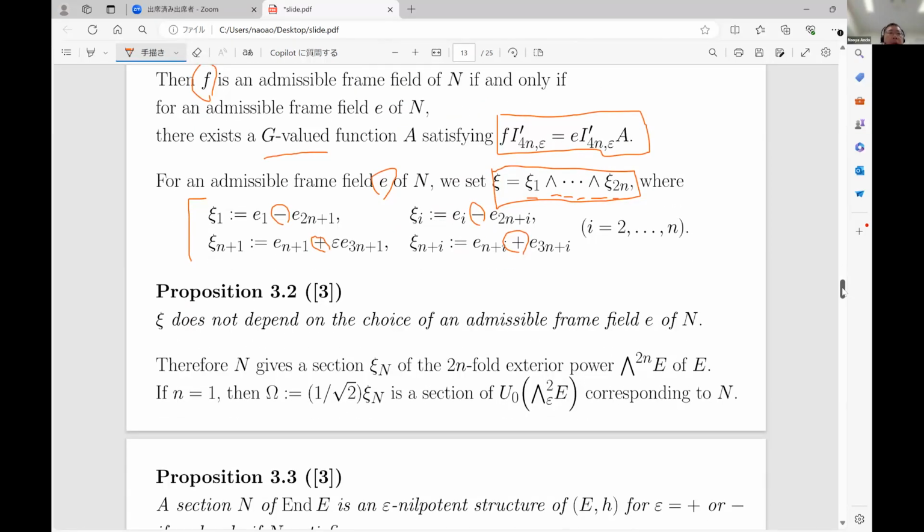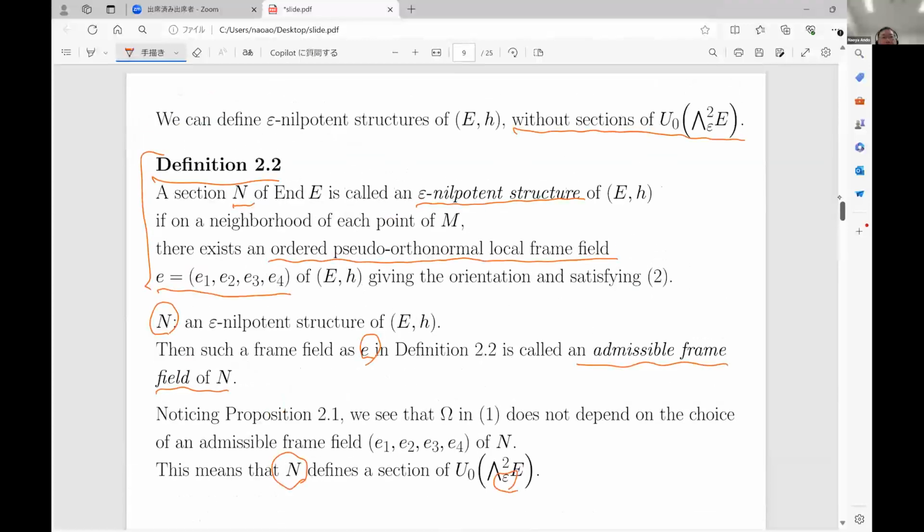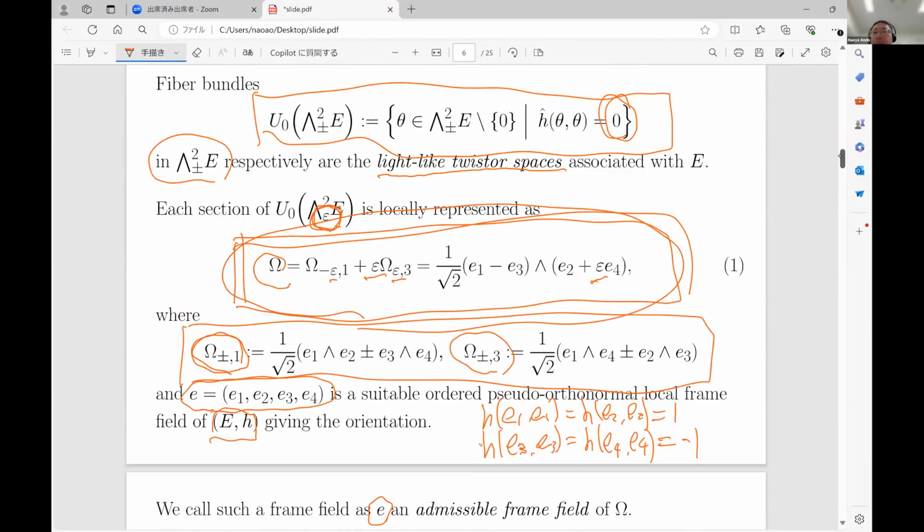Then we obtain this proposition. Xi does not depend on the choice of an admissible frame field small e of N. Therefore, an epsilon nilpotent structure N gives a section Xi_N of the 2n-fold exterior power of the vector bundle E. If n is equal to 1, then this is a section of the light-like twistor space with epsilon corresponding to N, and this omega coincides with this omega.